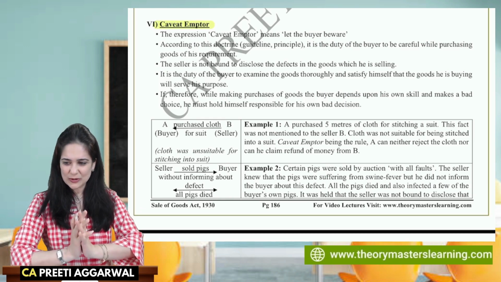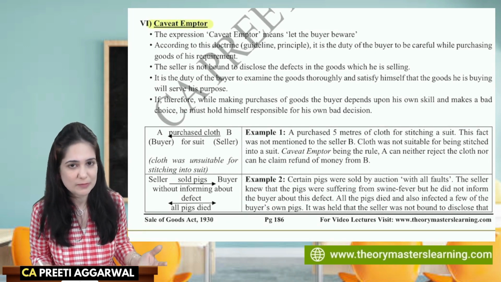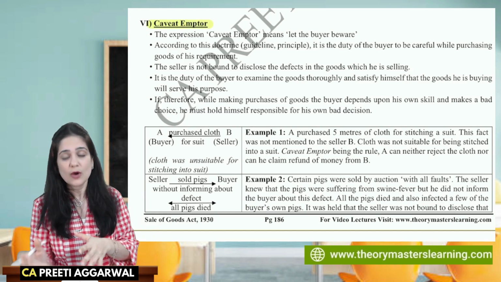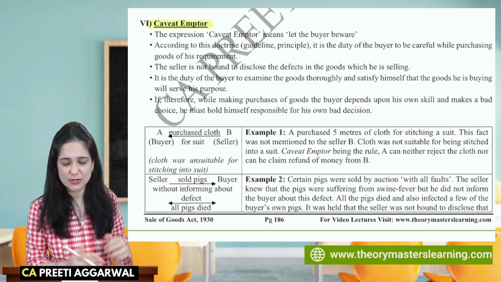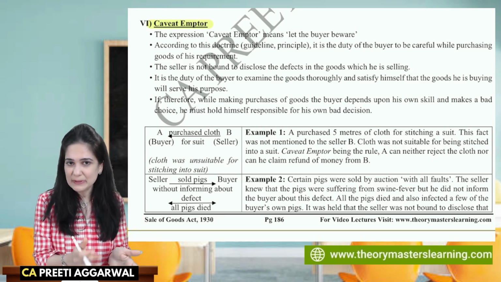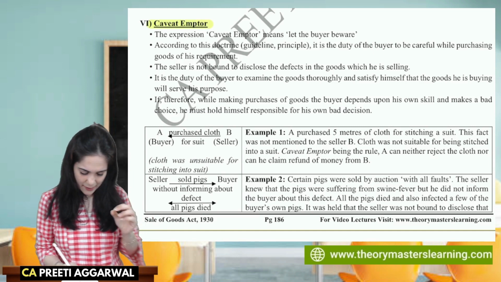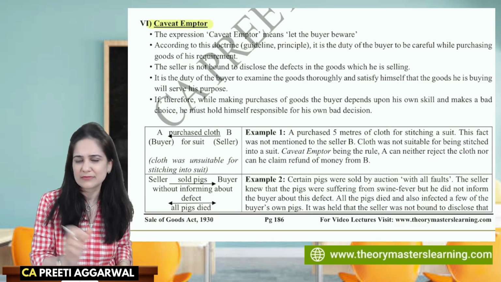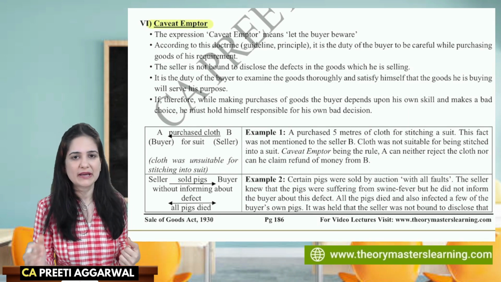Okay, so the expression caveat emptor means let the buyer beware. I'll also give you tips that in case a question is asked, what are the words that the examiner is looking for? So watch this video till the end because you're going to learn the entire concept in detail with examples as well as the keywords expected by the examiner. So the examiner is first expecting you to explain the meaning of only the term caveat emptor. So what will you write? Caveat emptor means let the buyer beware.